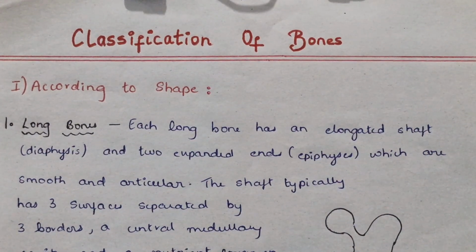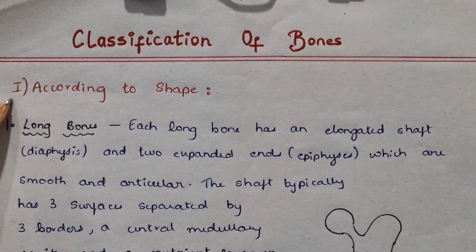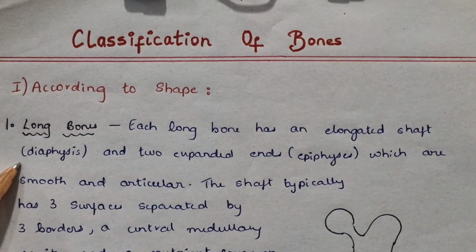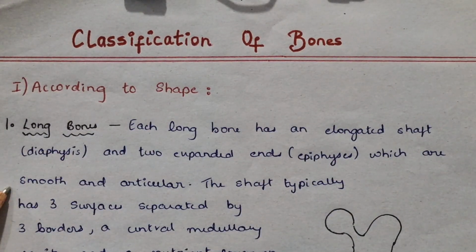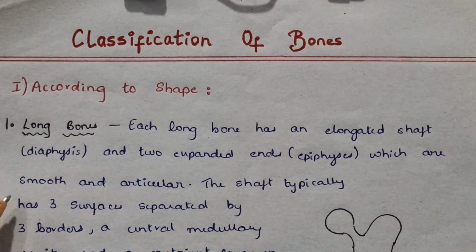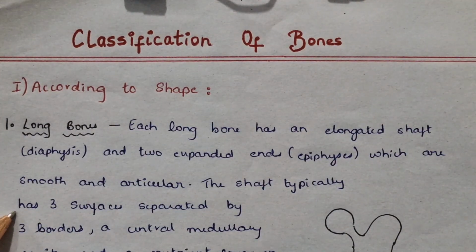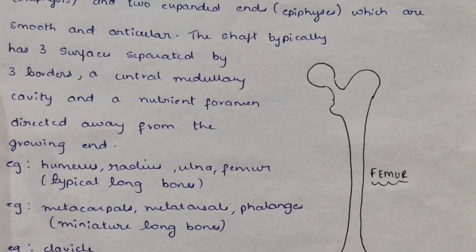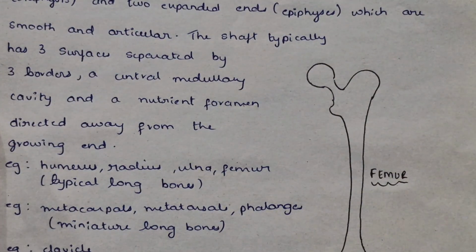Classification of bones. The first one is according to shape. Under this, we have the long bones. Each long bone has an elongated shaft called the diaphysis and two expanded ends called the epiphysis, which are smooth and articular. The shaft typically has three surfaces separated by three borders, a central medullary cavity, and a nutrient foramen directed away from the growing end.